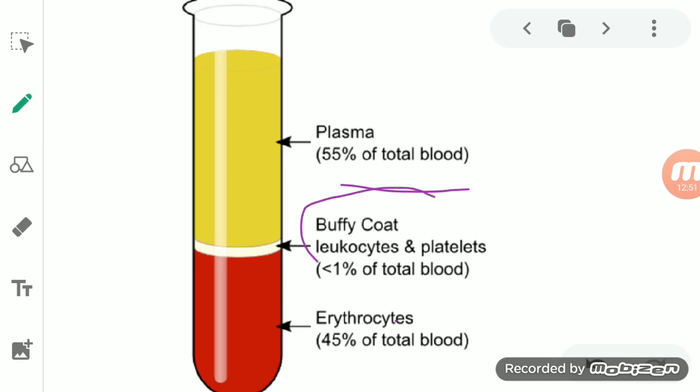That's why we use the term buffy coat. It consists of the leukocytes and the platelets together. It is present in a very small amount in the blood, and it will be at the middle portion between the plasma and the red blood cells. And erythrocytes, which form 45% of the total blood, will remain at the bottom of this test tube in which the blood sample has been taken.